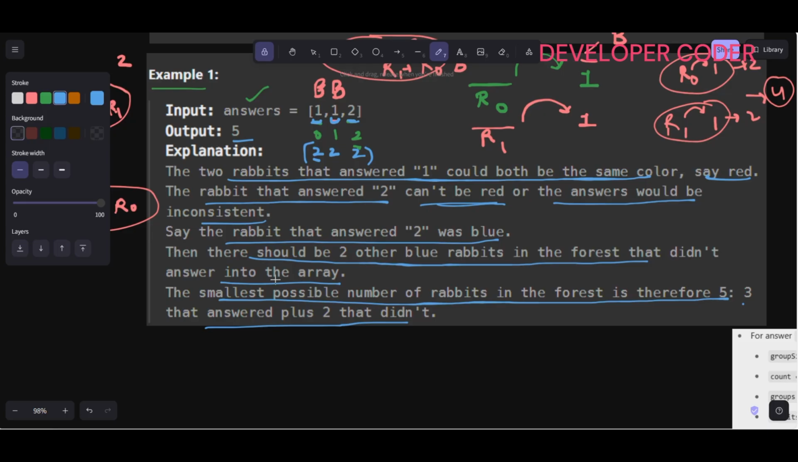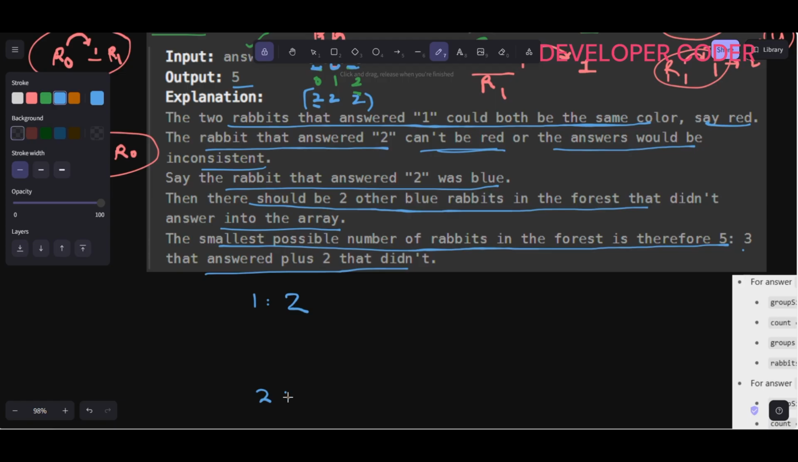First I'm going to create one map, and in the map I'm going to store the frequency. So 1 is 2 times and 2 is 1 time. Here 1 is 2 times, and this is my key, right?